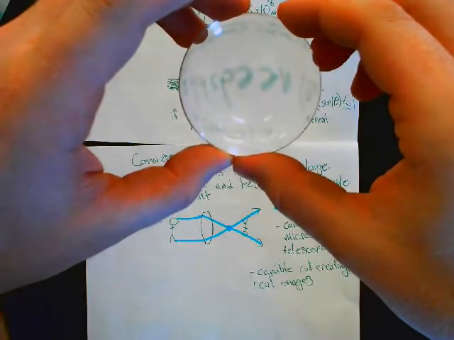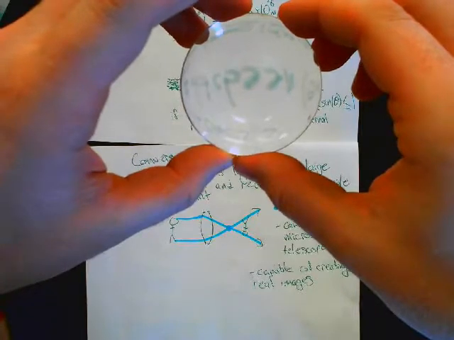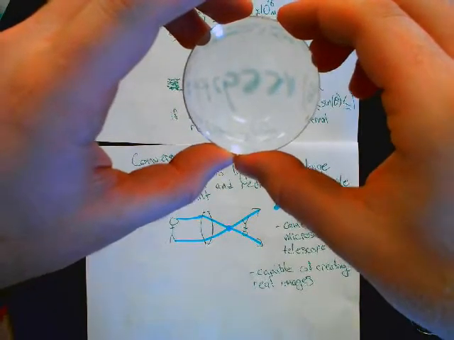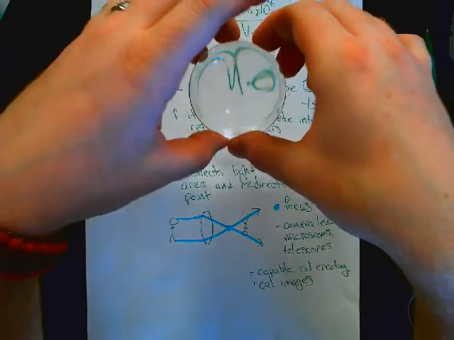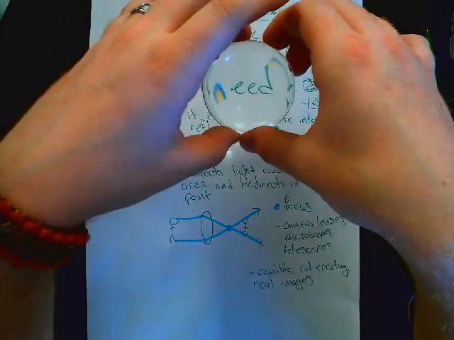So you can see the word needs, yes. It's upside down, I'm on the other side of the focus. I pass through the focus, and you see needs, and it's right side up.